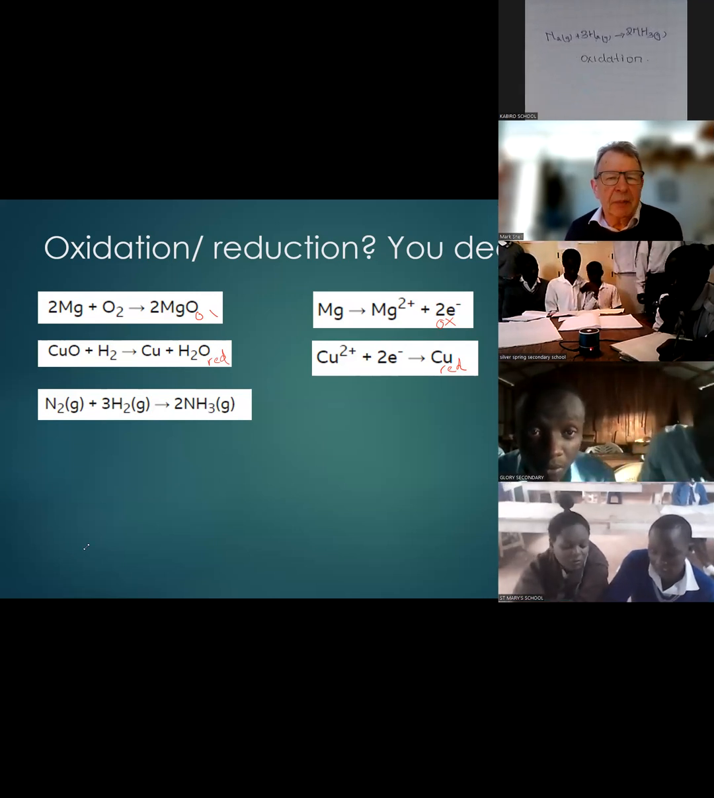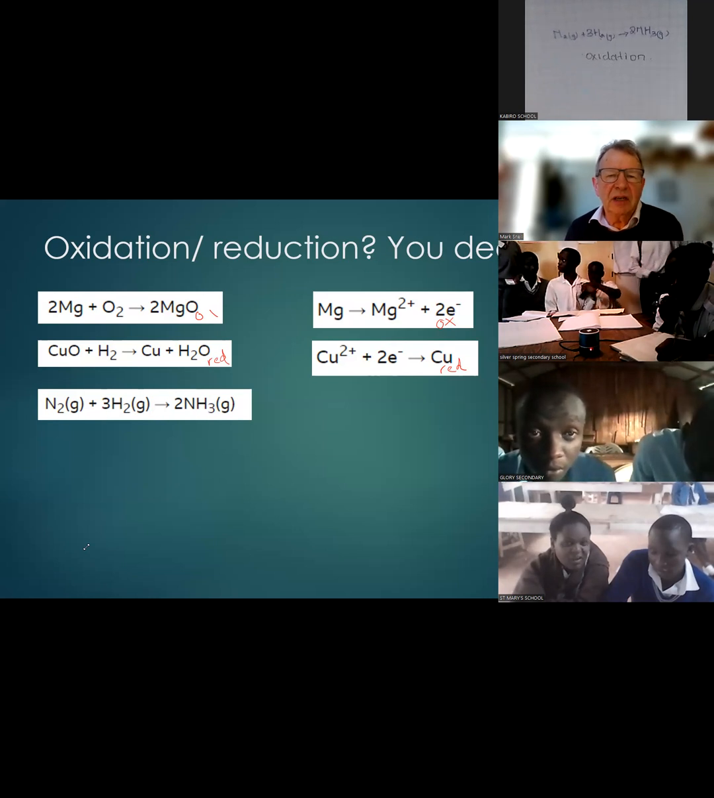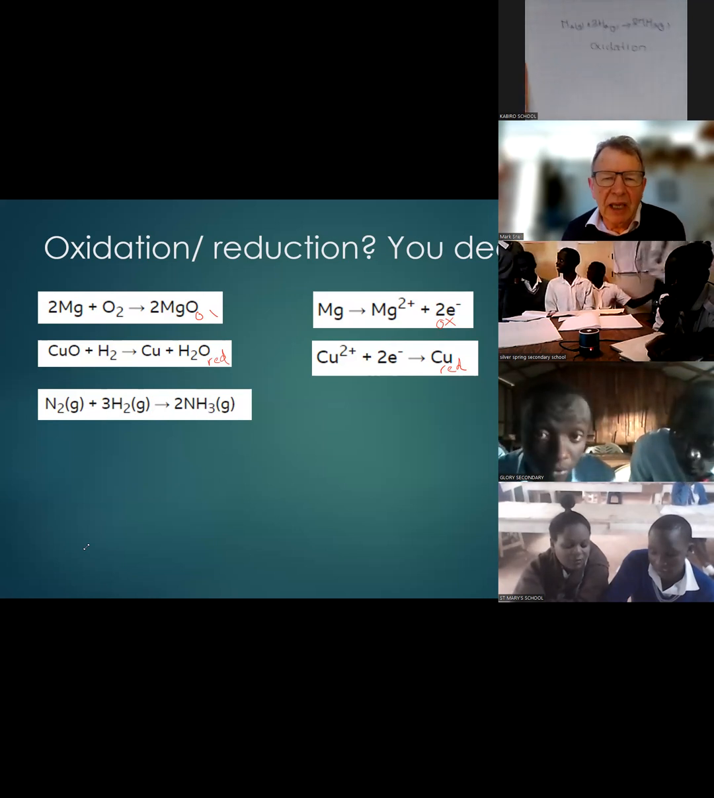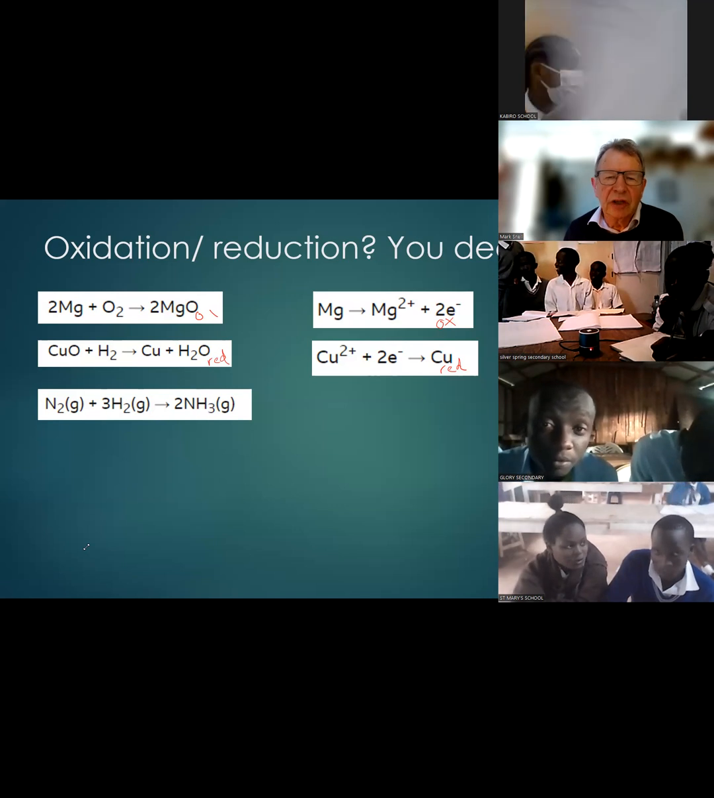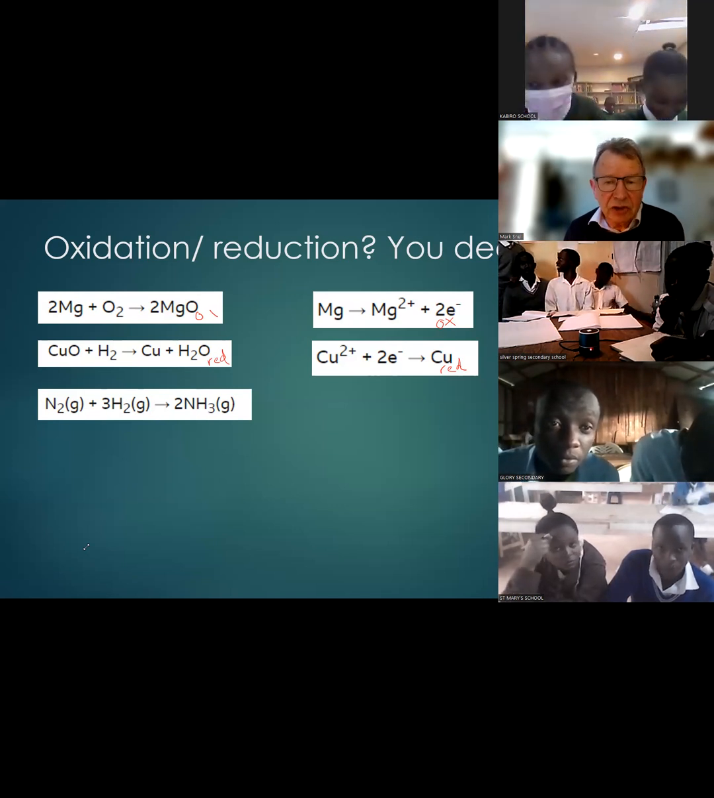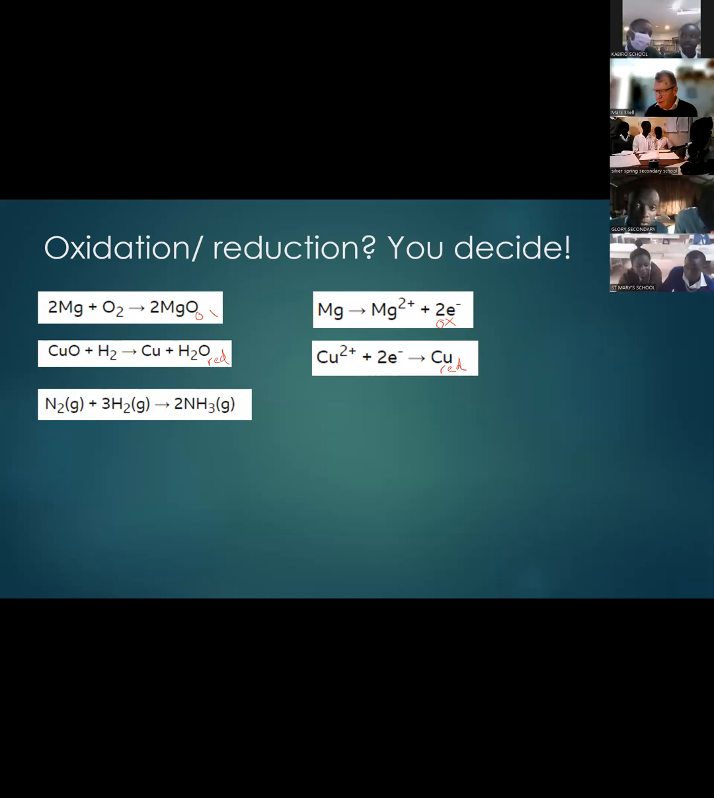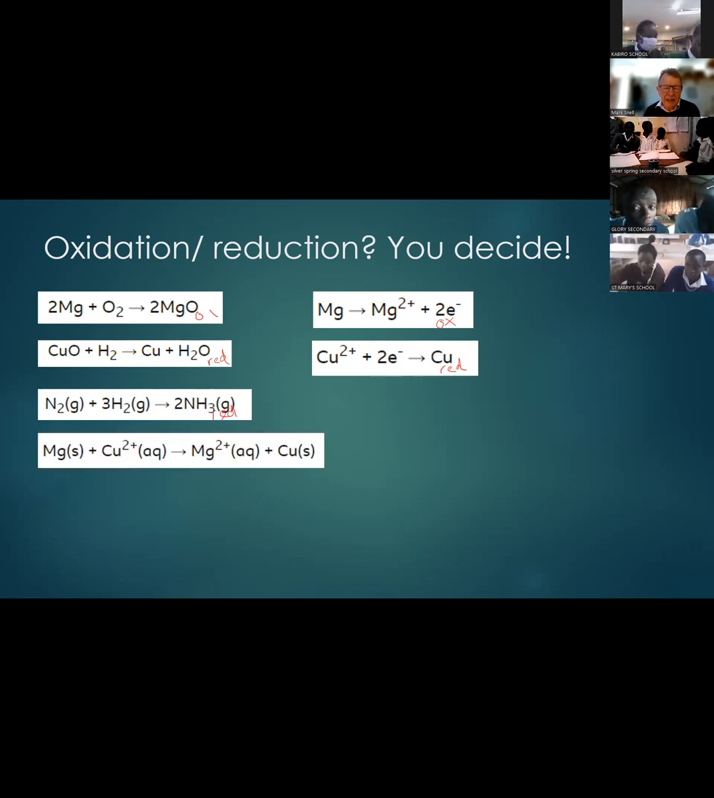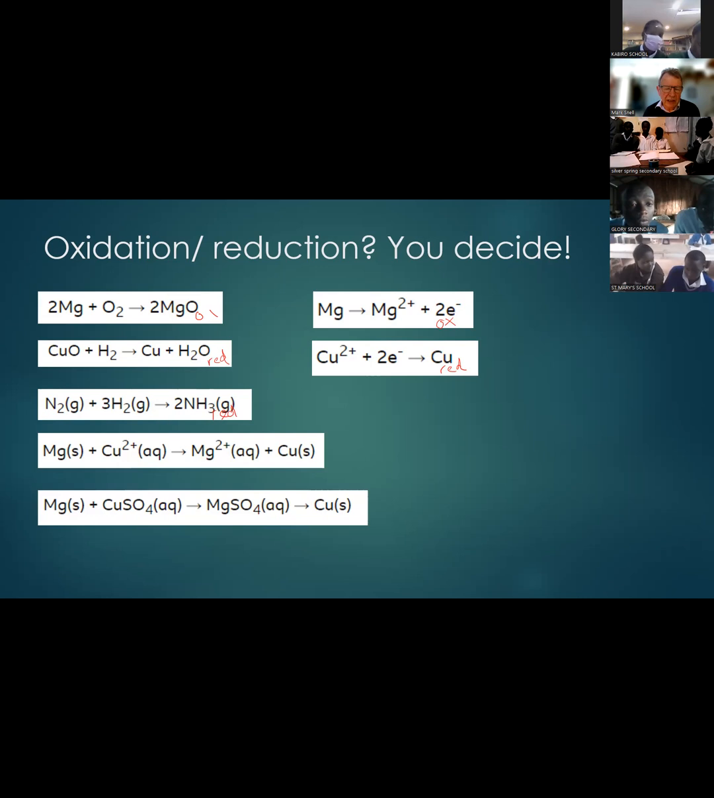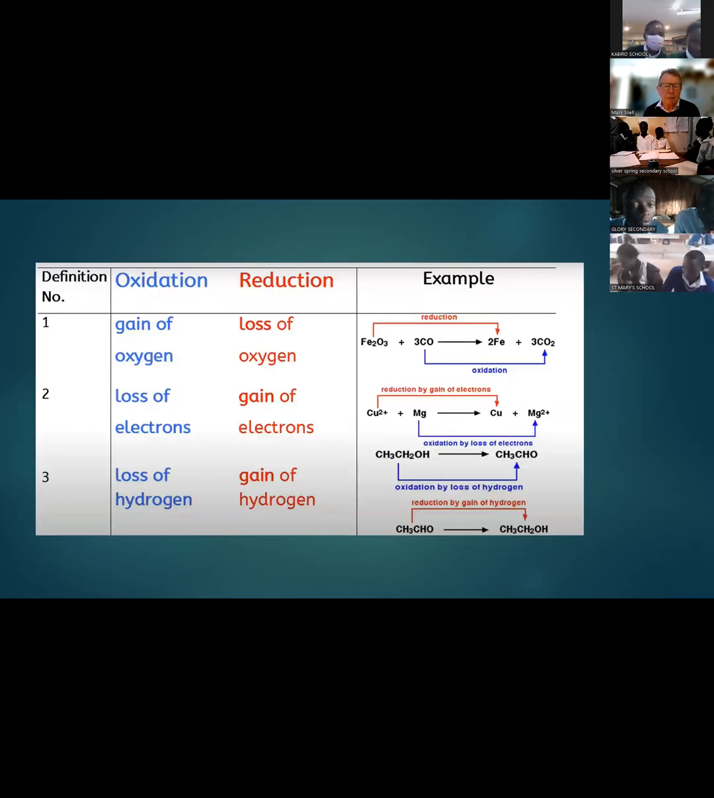It's not a guess, Kabiro. What is happening to the nitrogen? The nitrogen is picking up hydrogen. If it picks up hydrogen, then that is reduction. Okay, picking up hydrogen is reduction. We'll leave the next couple. We'll come back to them.